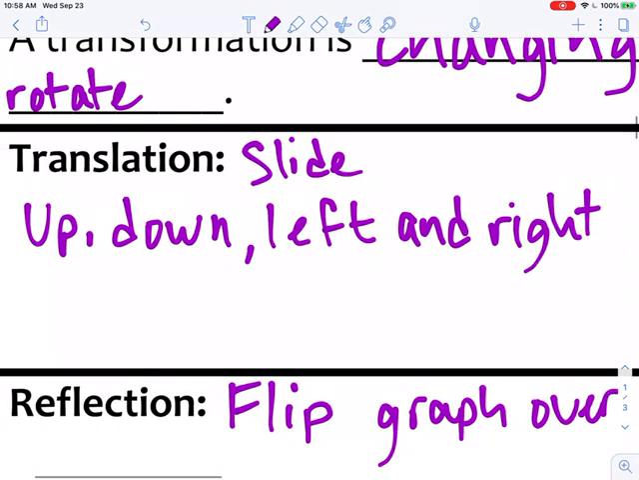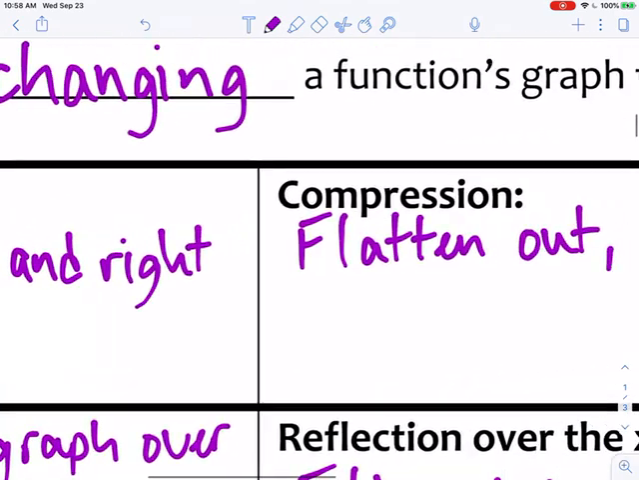So when I talk about a slide, that is a translation, that talks about us moving up, down, left, and right. We're just taking that whole graph and shifting it. Nothing's changing to how it looks, it's just sliding. So I would take a vertex and just shift our whole graph with that vertex.